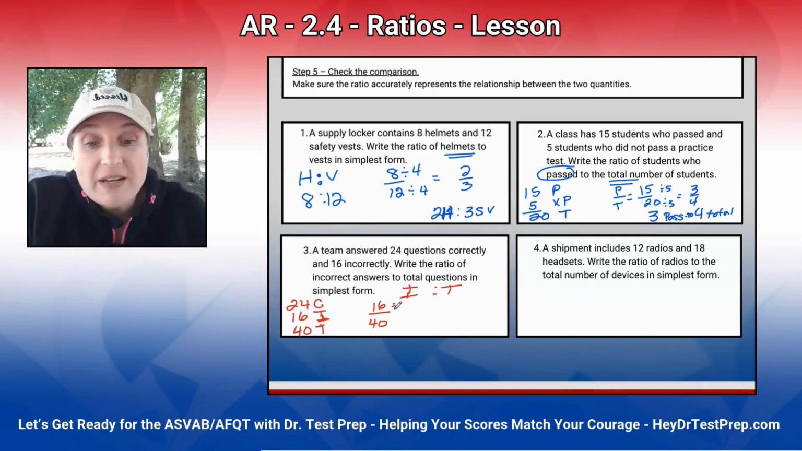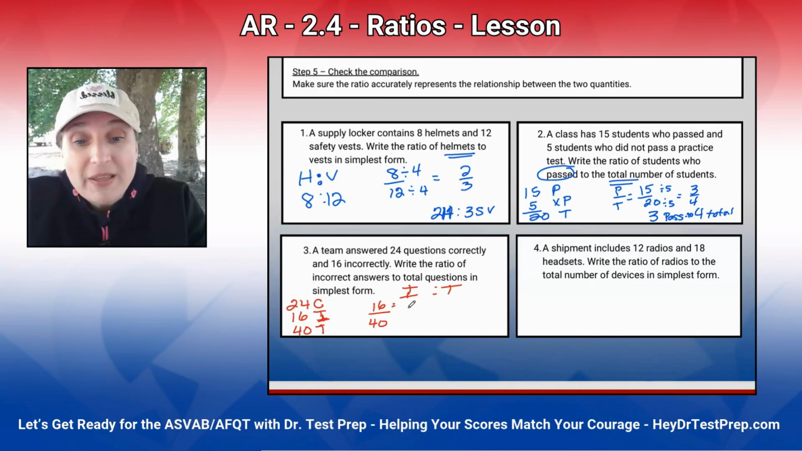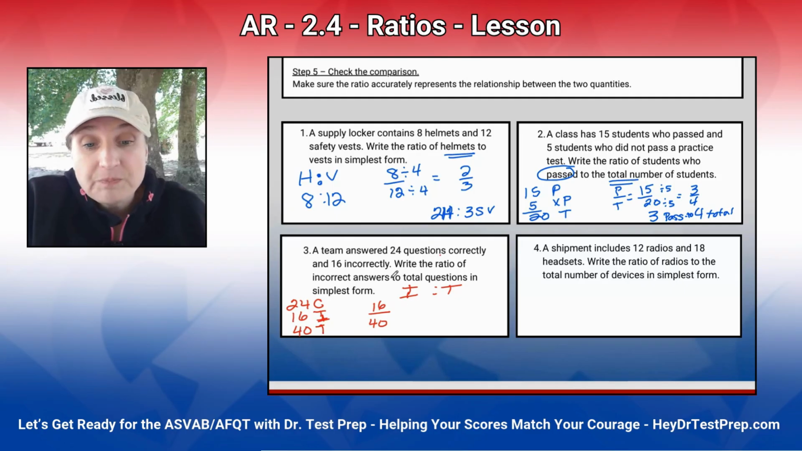So 16 divided by 8. Actually, I'm going to show you, let's say you haven't been practicing your math facts. We can do this the longer way. Both of these are even, so we can divide the numerator and the denominator by 2. That gives me 8/20.